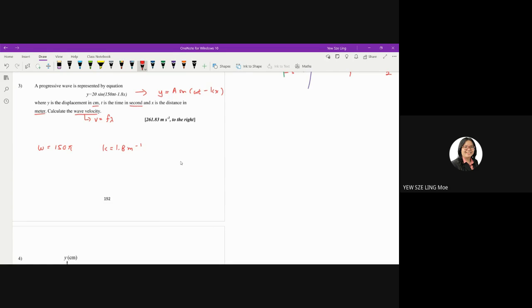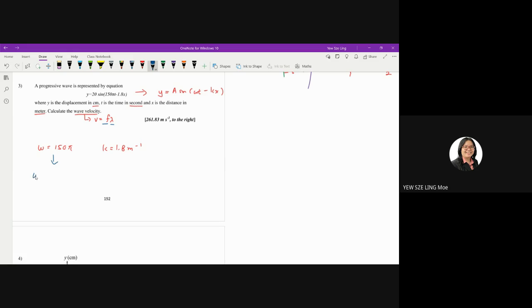So k and x use the same unit. A and y use the same unit. Okay, A dan y guna unit yang sama, k dengan x dia guna unit yang sama. So x is in meter, k is in meter negative 1 also. If x is in cm, then k would be cm negative 1. So now omega and k, we have them already. We proceed to the next step, where we're going to calculate frequency and lambda.